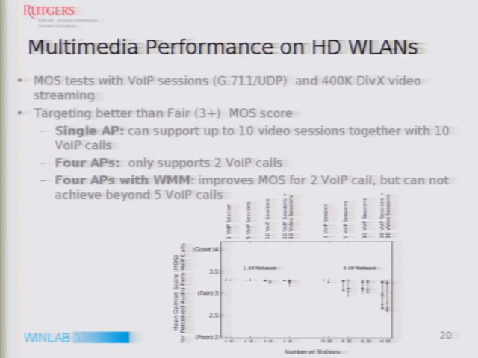But just before going there, I have one more slide for this initial part, where we also investigated how multimedia, VoIP, and video sessions work in high-density settings. I won't go into details, but we have seen that with the settings that we had, we could support 10 video sessions and 10 VoIP calls quite gracefully. But once you start to add access points, for example if you go to 4, that number drops to 2 VoIP calls.